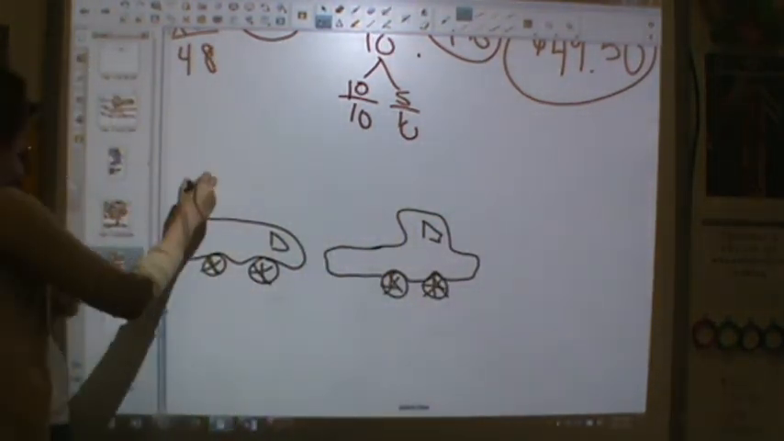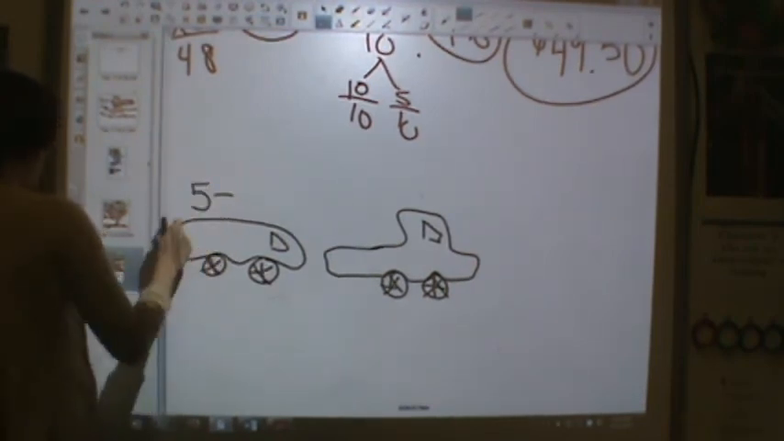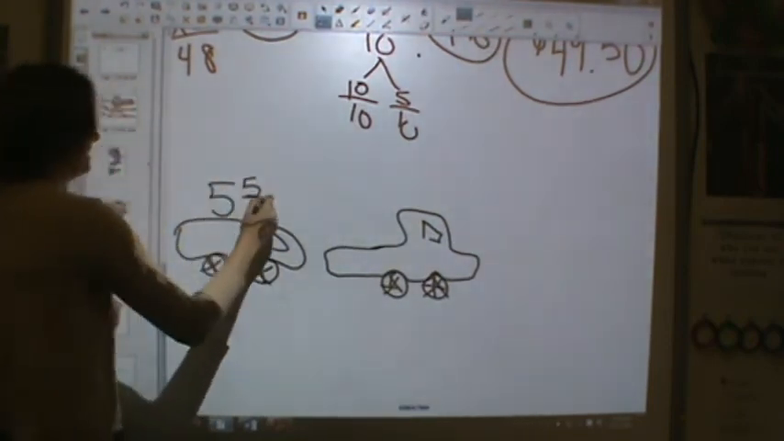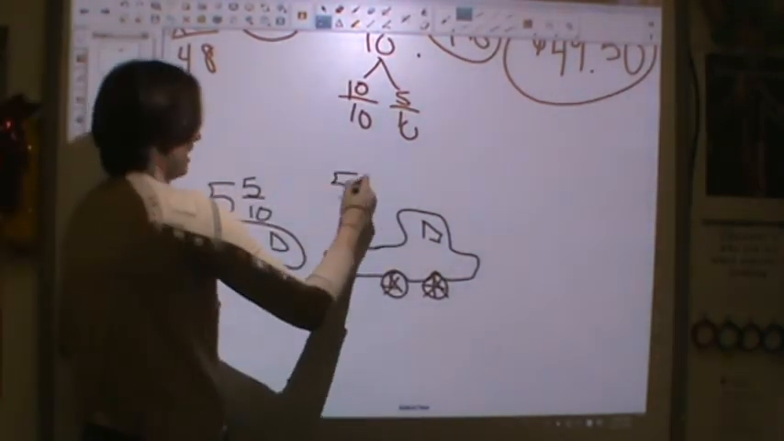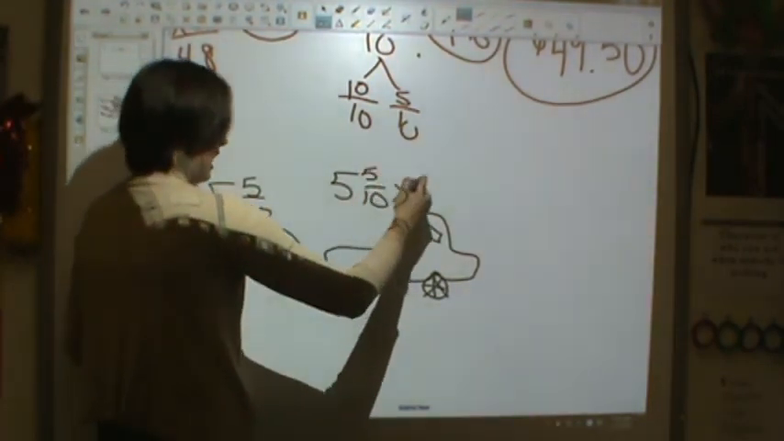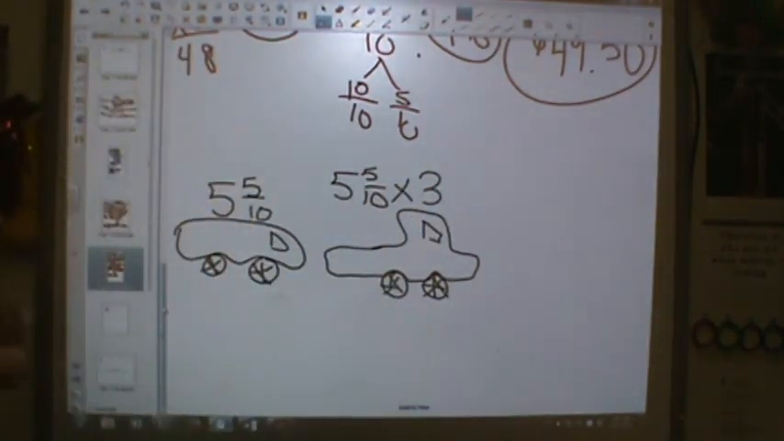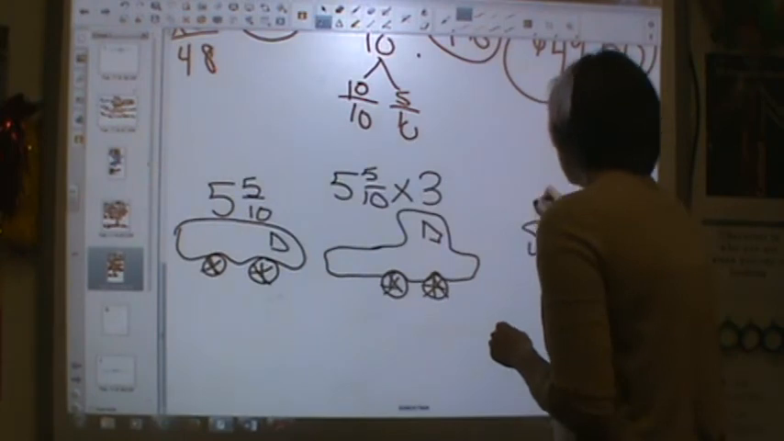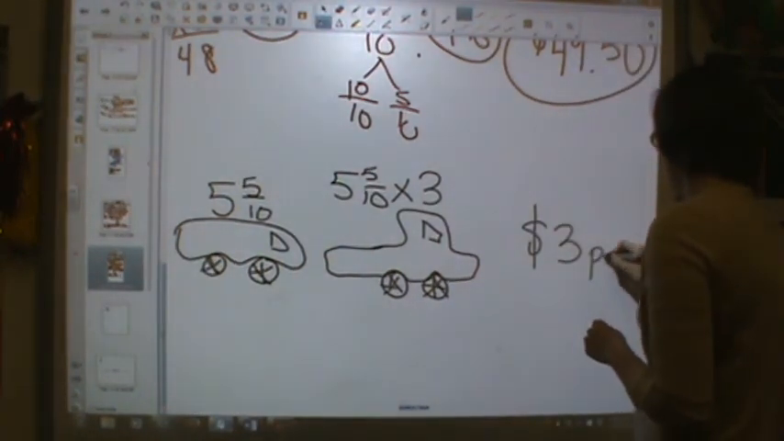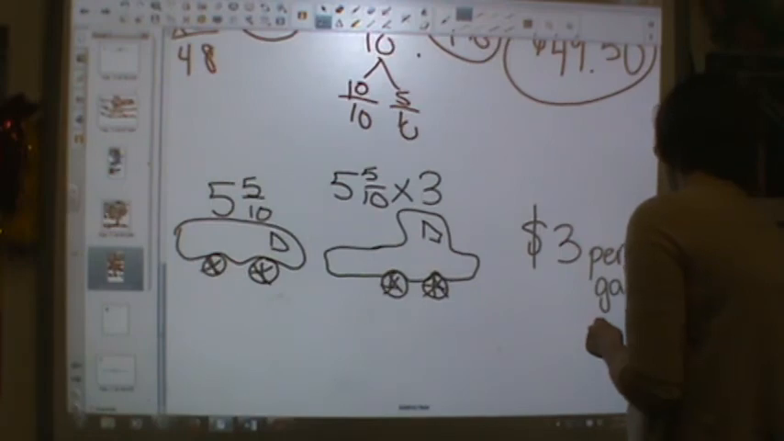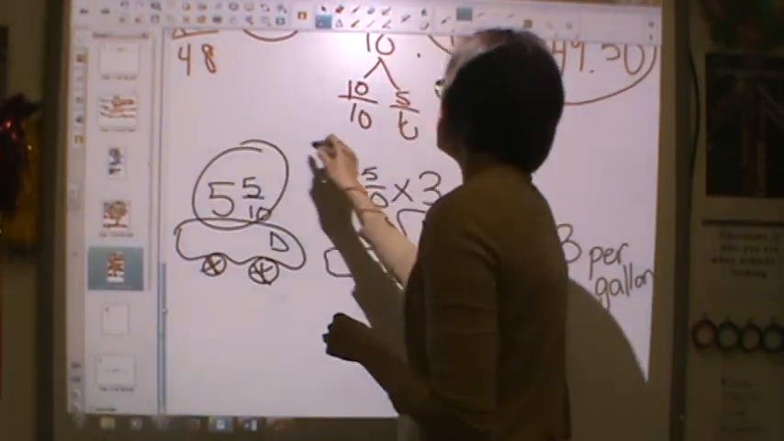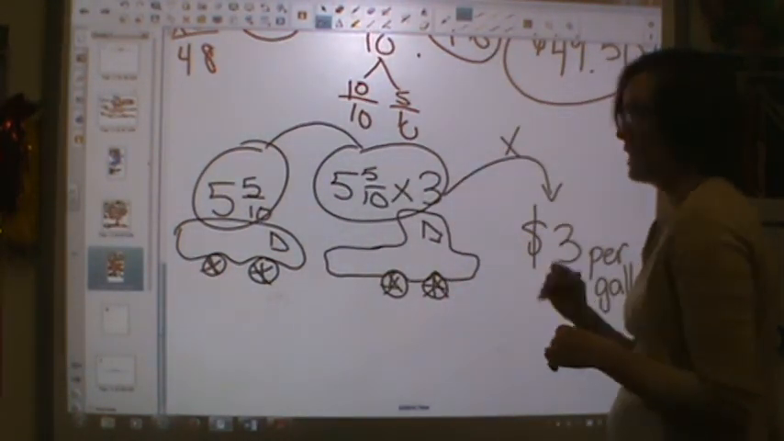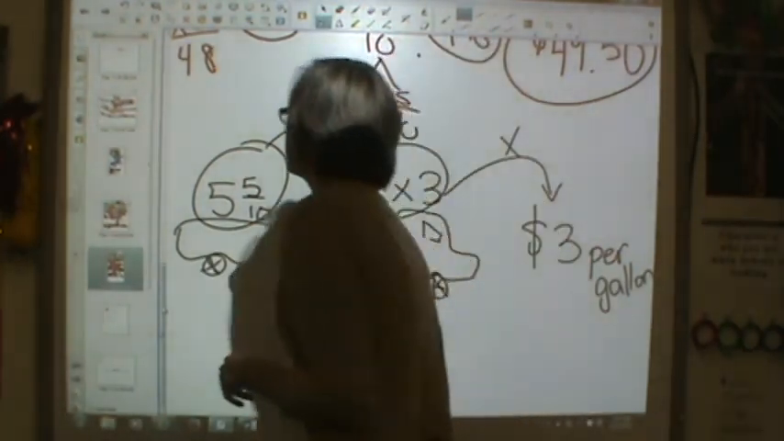So the car takes five and five tenths of a gallon, okay? The truck takes 5 5/10 times 3, all right? So that's the amount of gas both of them take. But if we want to put gas in it, the cost is $3 per gallon. So we're going to have to take both of these numbers together and times it by 3 to get our final answer. All right?